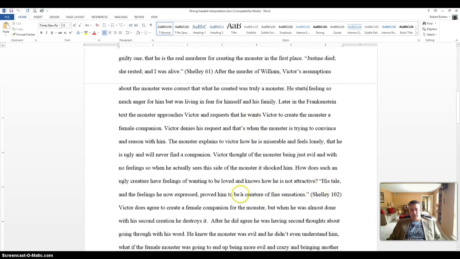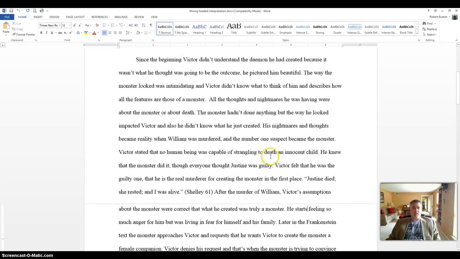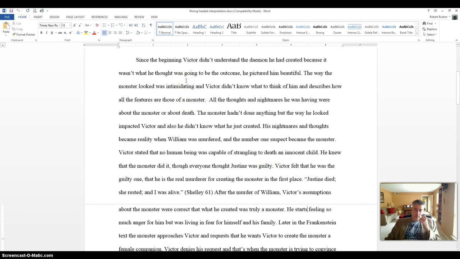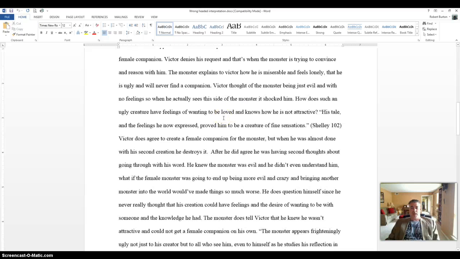"His tale and his feelings now expressed proves to be the creature of fine sensations." Okay, well, we'll move from the Justine quote to this quote. What's the intervening information that would make that all make sense? Well, it almost looks like instead of having a clear point, the paragraph is moving through a kind of chronology of events. Instead of having a real clear idea of what wants to be proved, it's moving through a chronology of events instead of having some point that it's trying to prove.